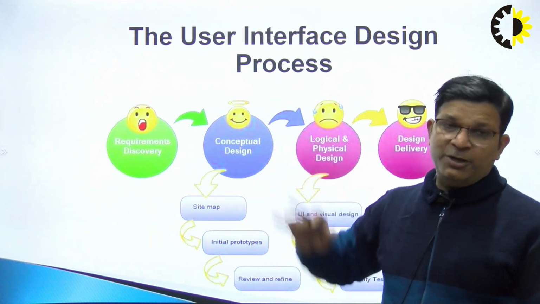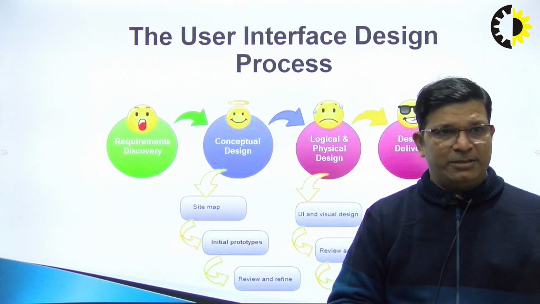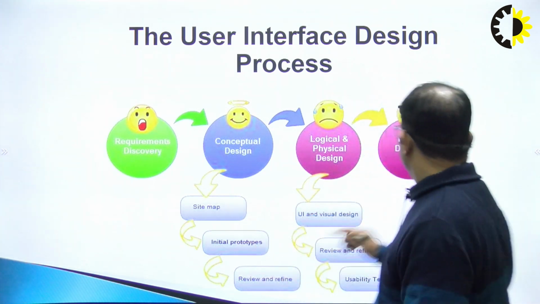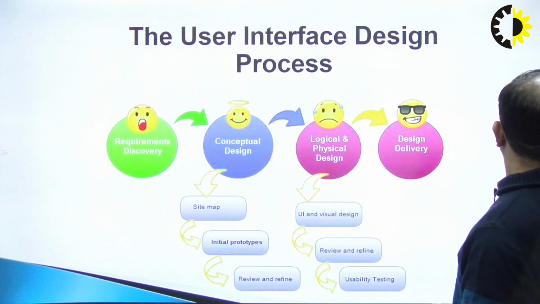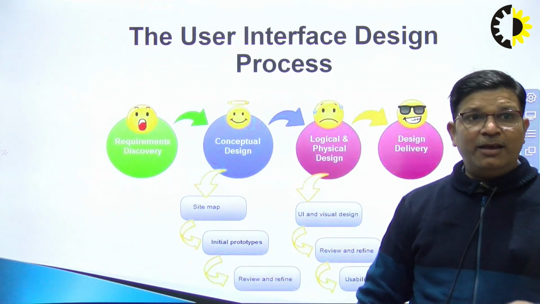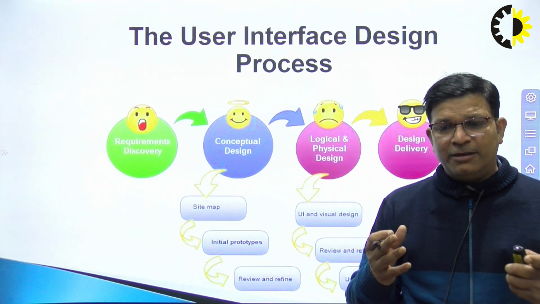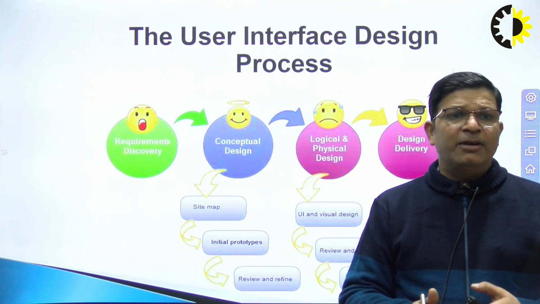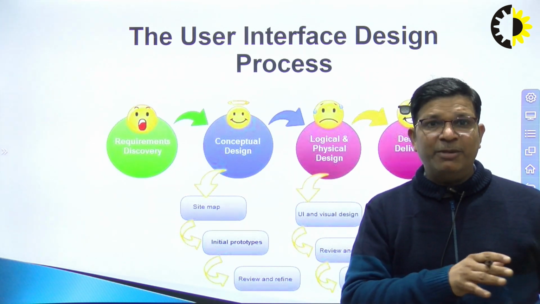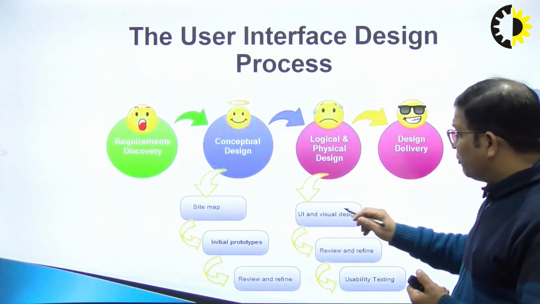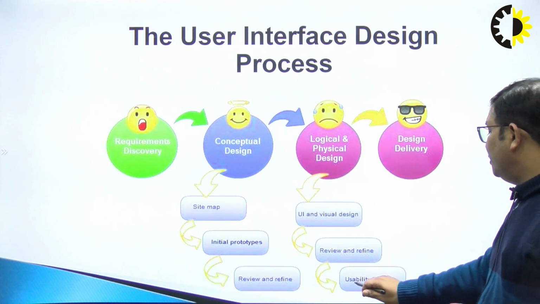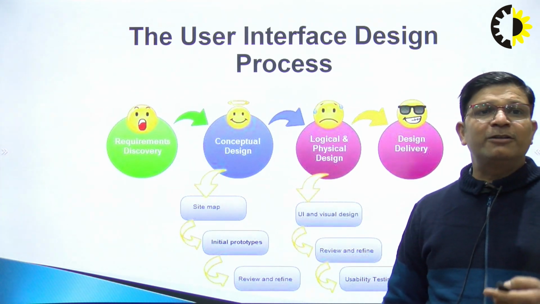So in this lecture, we will discuss this type of design process. Conceptual design is what we thought: the site map, the initial prototype, then review and refine. In conceptual design, just think about the design and draw the design. Then, in logical and physical design, we have to make sure this particular design will be implemented in our computer system. Then we design the UI, user interface and visual design, then review and refine, and usability testing, to see whether other users are able to understand your design or not.